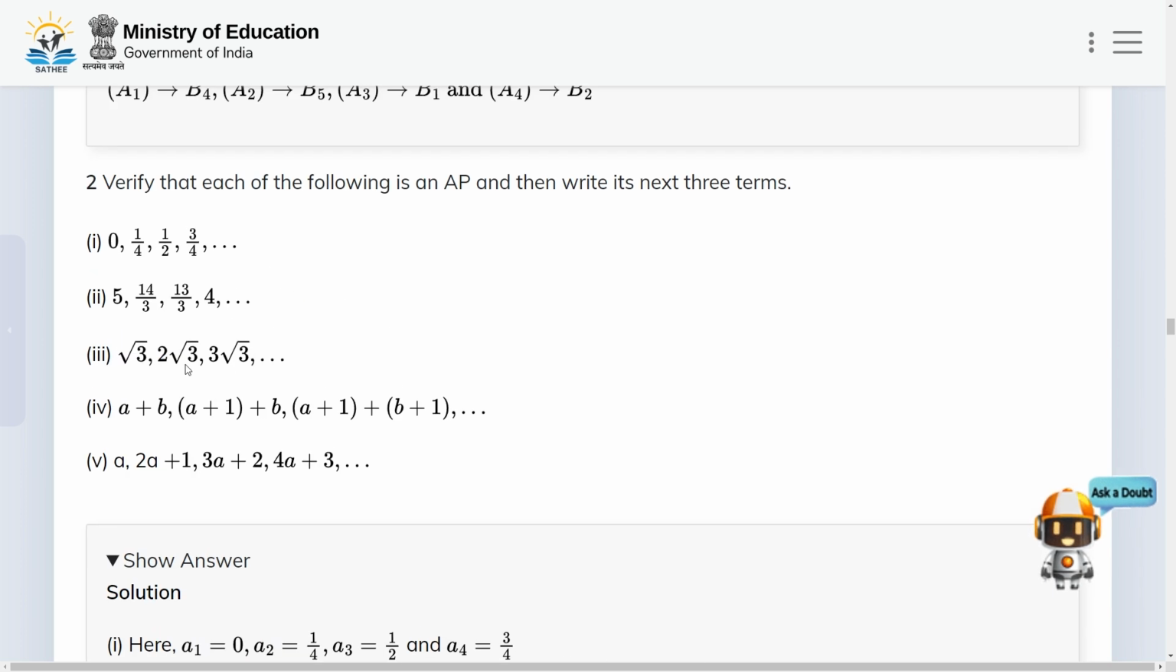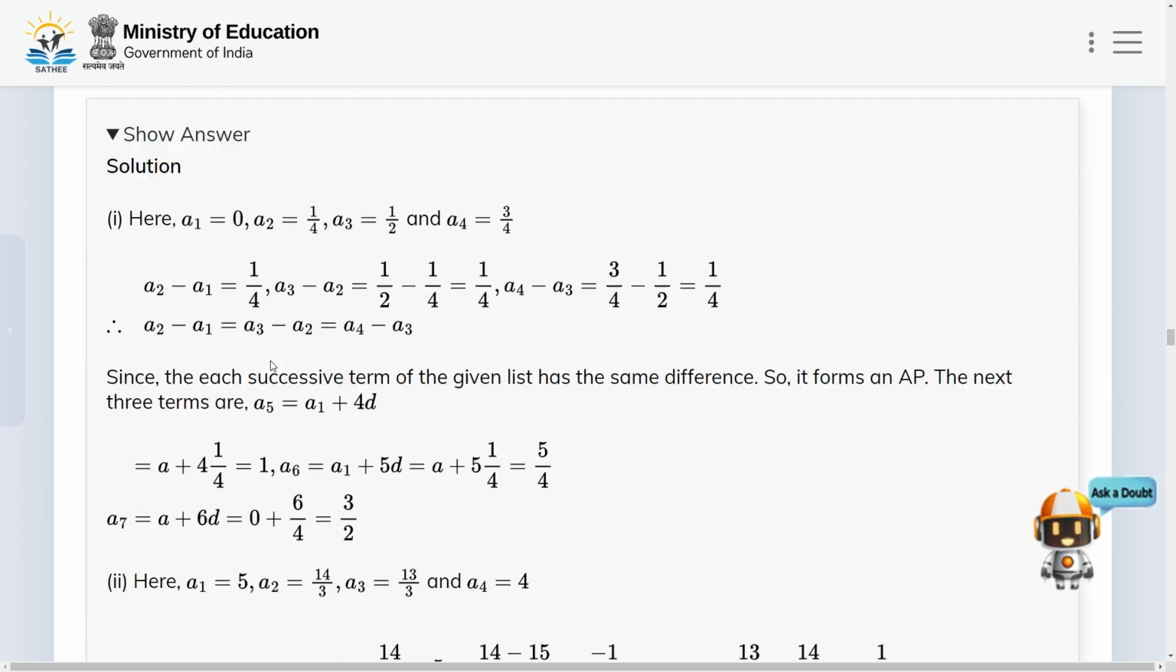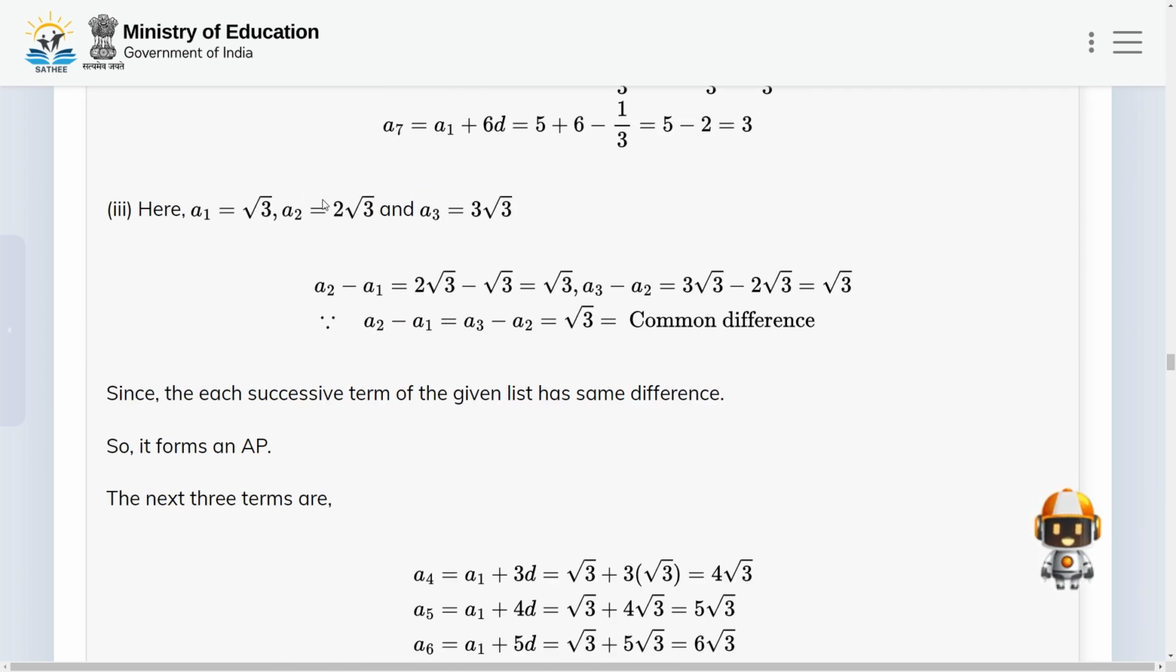So in the third question, we are given √3, 2√3, 3√3, and so on. We need to check whether this list of numbers forms an AP or not. Clearly, here the first term a1 is √3, the second term a2 is 2√3, and the third term a3 is 3√3.